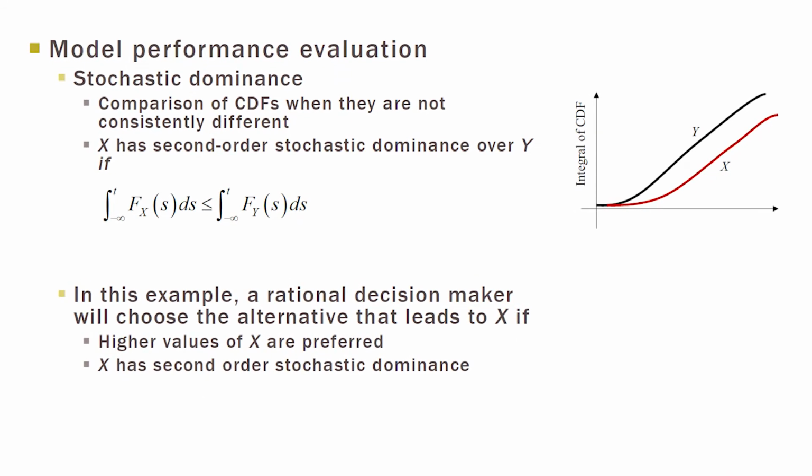Okay? So if you have a rational decision maker, meaning that they don't necessarily have a very extreme risk preference, higher values of x are preferred, then x would be considered to have second-order stochastic dominance. Okay? So in this case, for example, if it was a log likelihood, x would be preferred. If it was an RMSE, y would be preferred. So we do that for both the log likelihood and the RMSE.